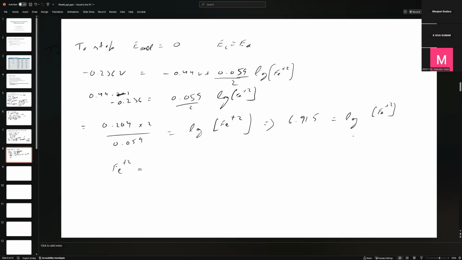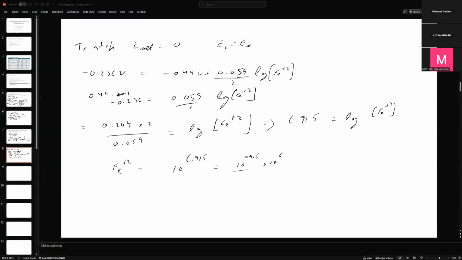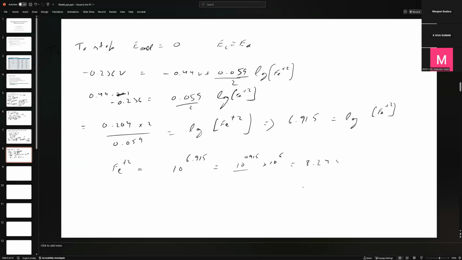Fe plus 2 ion concentration becomes e to the power 6.915, or let's write it as 10 to the power 6.915. And this value, I'm getting a value of 8.24 into 10 to the power 6 moles per liter.